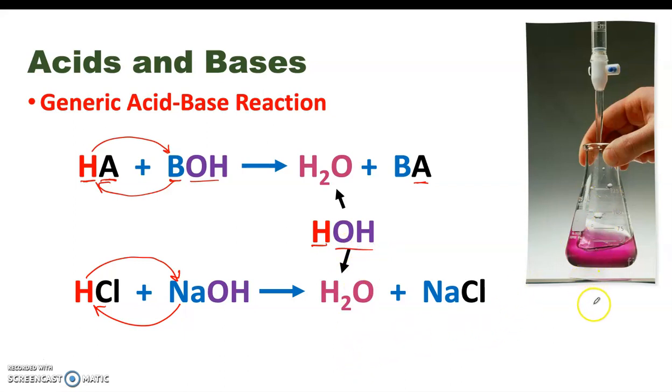A common acid-base reaction is done with a burette and a flask and phenolphthalein. We'll do labs with that. I believe we already have by the time you've seen this video anyways. So the indicator tells us when the acid-base reaction is done. The picture here is called a titration.